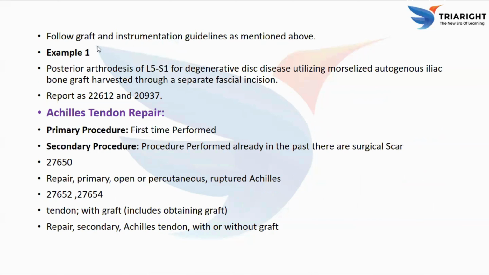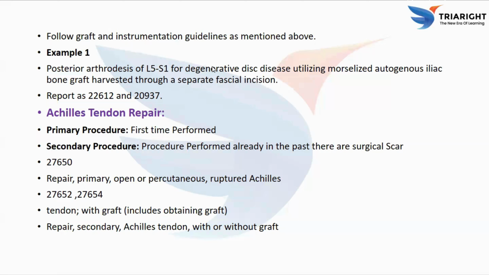So here's an example one, step-by-step breakdown. The operative statement is posterior orthodesis of L5 to S1 for degenerative disc disease utilizing morselized autogenous iliac bone graft harvested through a separate fascial incision. So step one is to identify the approach, posterior approach. Second is identify the number of segments. 2 vertebrae, it's 1 segment, 2 minus 1.